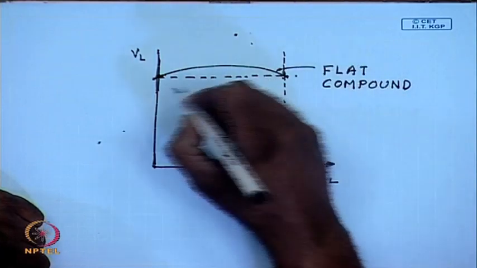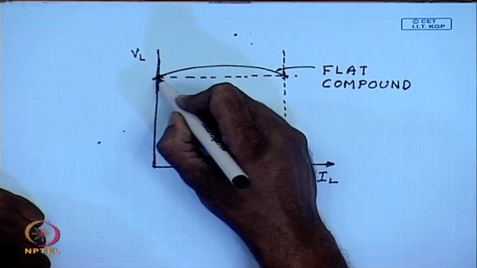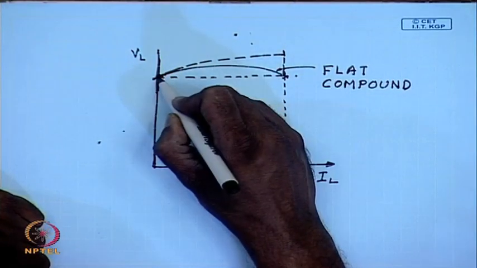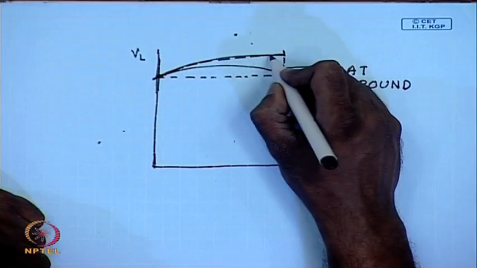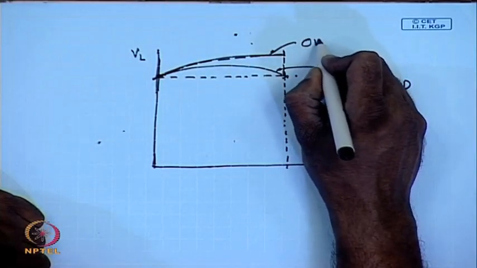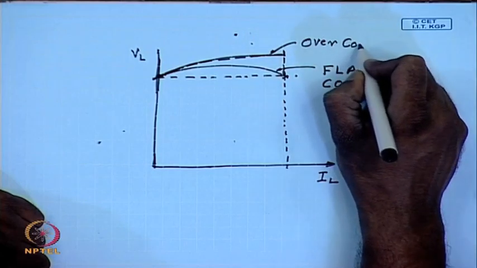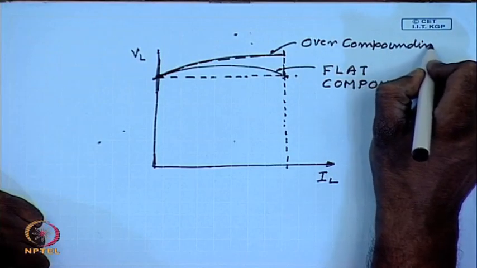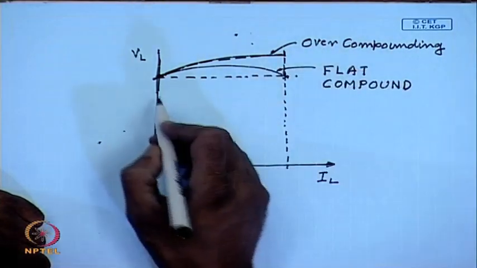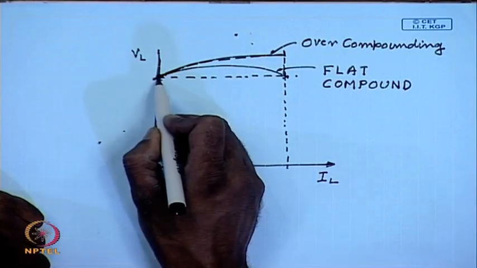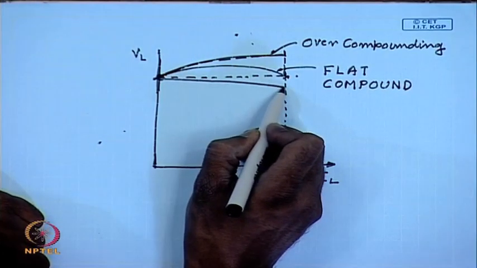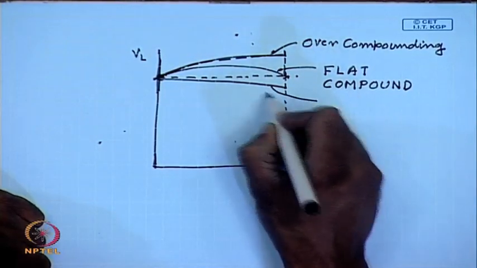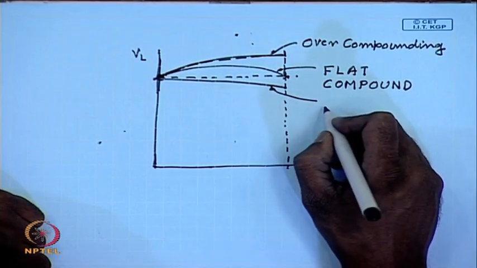It is also possible for the full load terminal voltage to be larger than the no load voltage. This is called over compounding. And of course, it is possible for the full load voltage to be less than the no load terminal voltage. This is called under compounding.